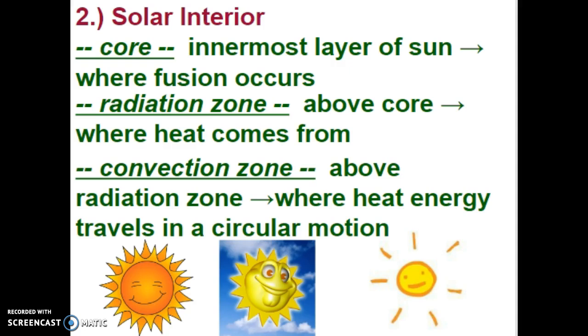So, structurally, from the inside out of all stars, including our sun, the core is the innermost layer, so that's where fusion is occurring. That's where the hydrogen atoms are banging together to form helium atoms. That process generates a lot of heat and light. The radiation zone is above the core, so that's where the heat is transferred. And then above the radiation zone, we have what's called the convection zone, where heat energy travels in a circular motion on its way out to space.